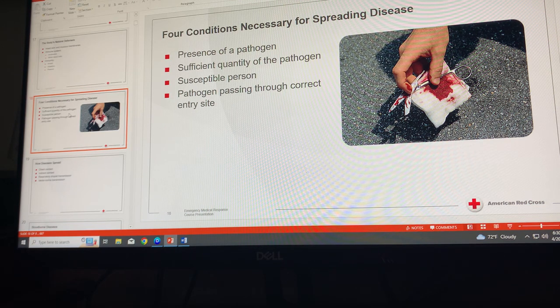The pathogen must pass through the correct entry site. For example, eyes, mouth, and other mucous membranes or skin pierced or broken by needle sticks, bites, cuts, abrasions, and other means.